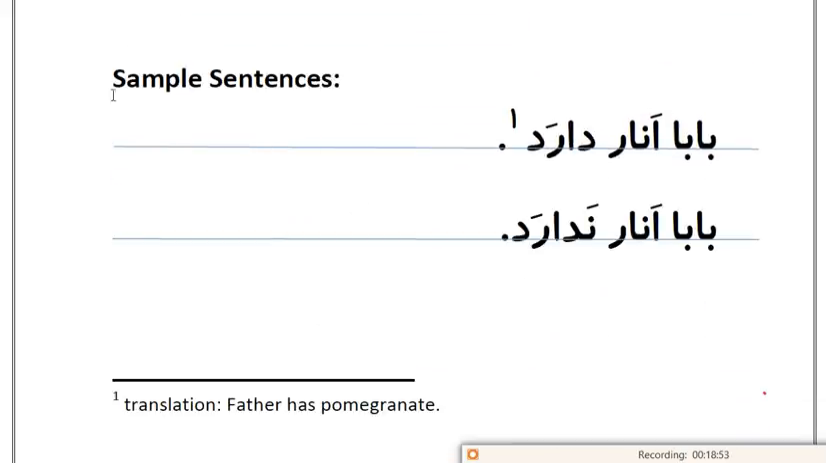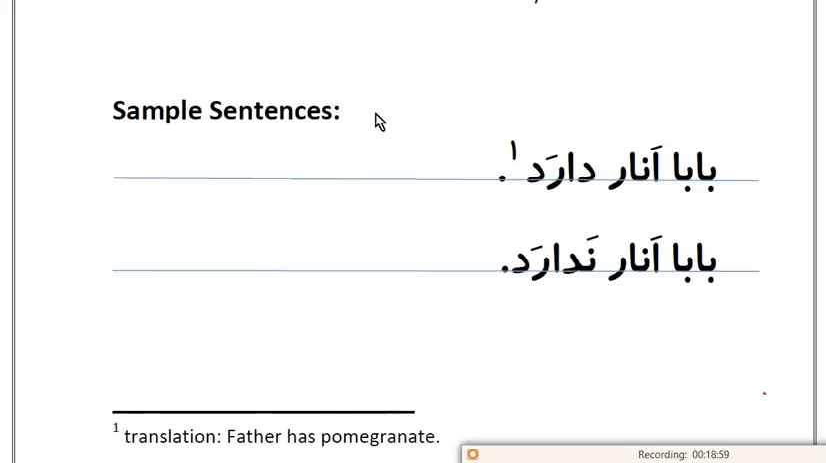Okay, here we have a sample sentence. It has two sentences. I review these. First, you can stop this video and try to read yourself. And then just listen to the way that I read these two sentences. So if you're ready. Okay. It is baba. Baba means father. Baba, anar.